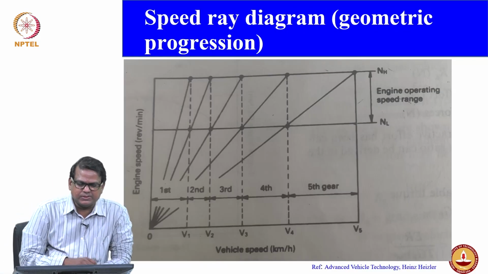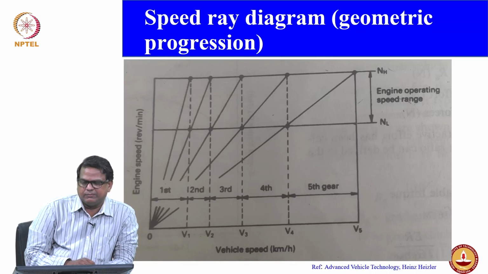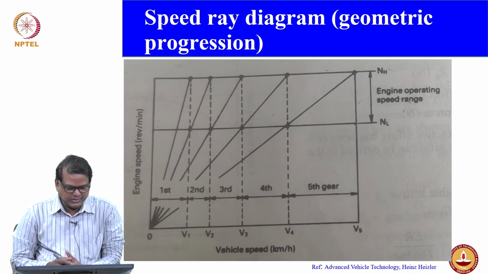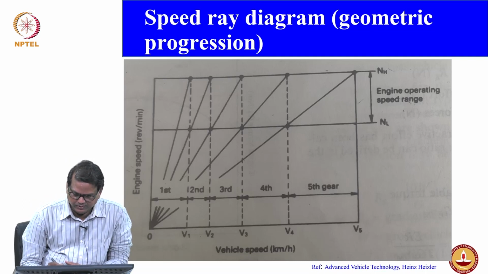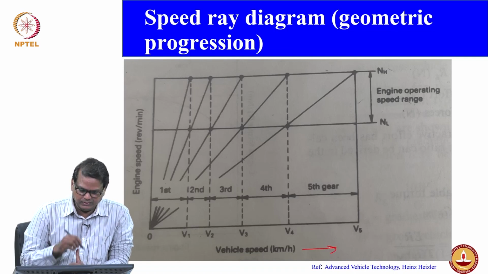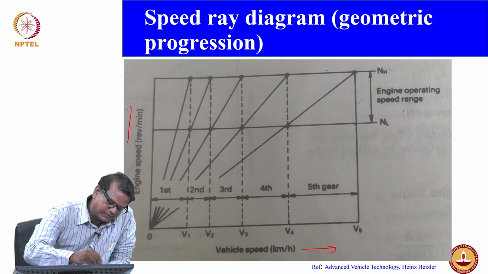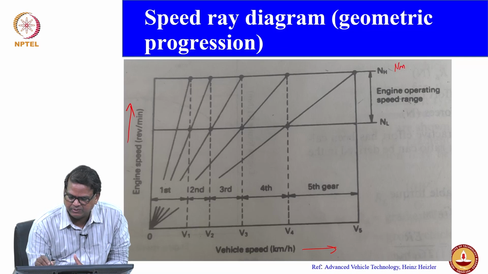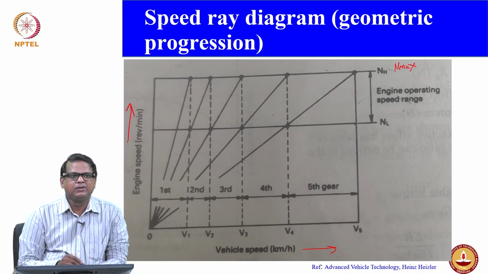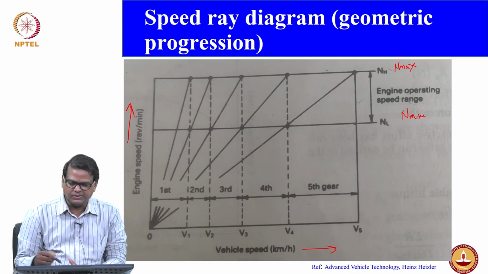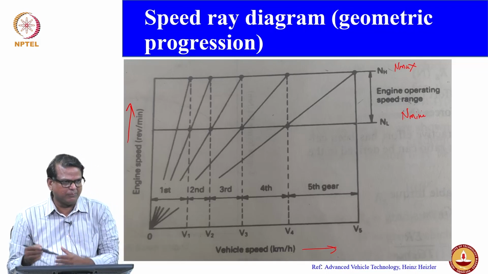Okay, I will continue with this speed ray diagram, or the geometric progression. I am sure you have seen this earlier also. You can see here the x axis gives the vehicle speed, and the engine speed is on the y axis. As you are aware, this is your N max, the maximum speed limit at which the engine should operate, and this is your N minimum, the minimum speed where the engine operates. This is the range. Within this range the engine should operate.